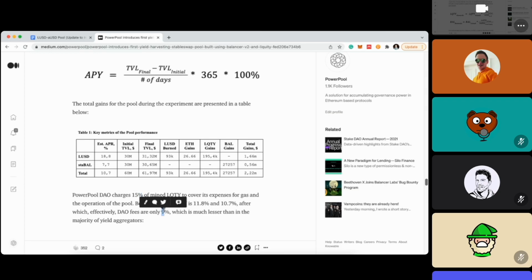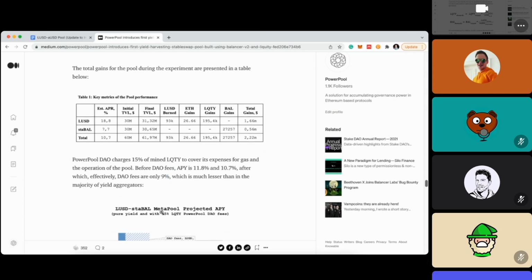9%. Traditional asset managers and traditional industry practices are around 20% for a vault. So we decided to charge much less for this model. If effective DAO fees are only 9%, that's also enough.